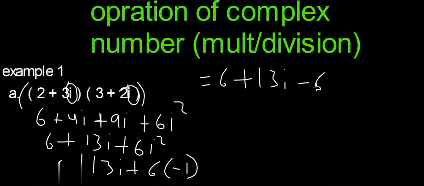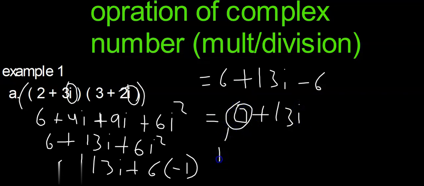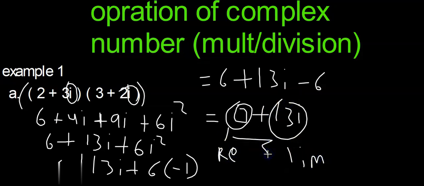So my last answer will be what? It will be 0 plus 13i, because 6 plus negative 6 is 0. Lastly, this one is my real part, and this one is my imaginary part, and we're done. So this is all you have to do.